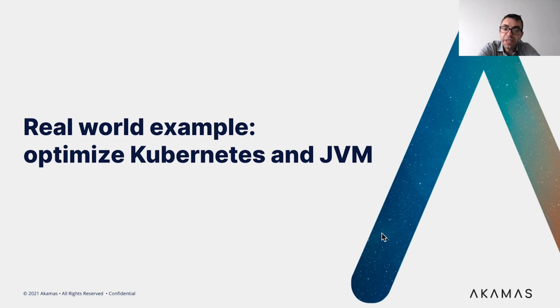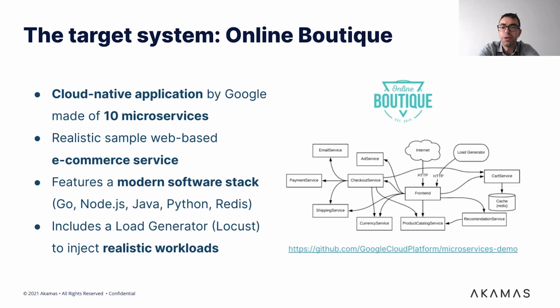Let's see how this new approach applies to a real-world example where we will automate the optimization of a service by tuning Kubernetes and the JVM. In our optimization example, the target system is Google Online Boutique, a cloud-native application running on Kubernetes made of 10 microservices. This application features a modern software stack with services written in Golang, Node.js, Java, and Python. It also includes a load generator based on Locust, which generates realistic traffic to test the application.